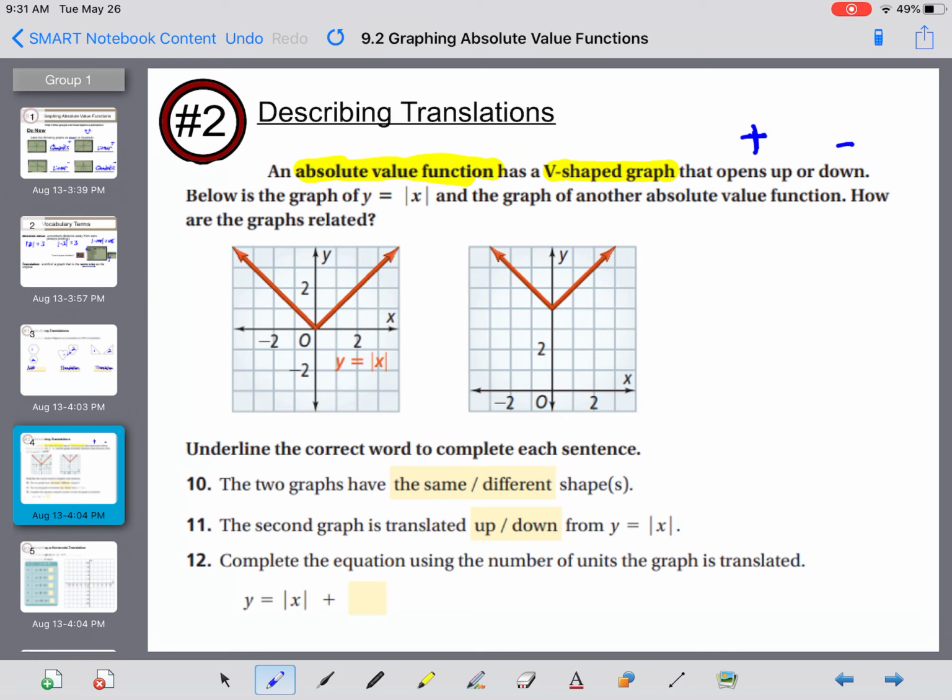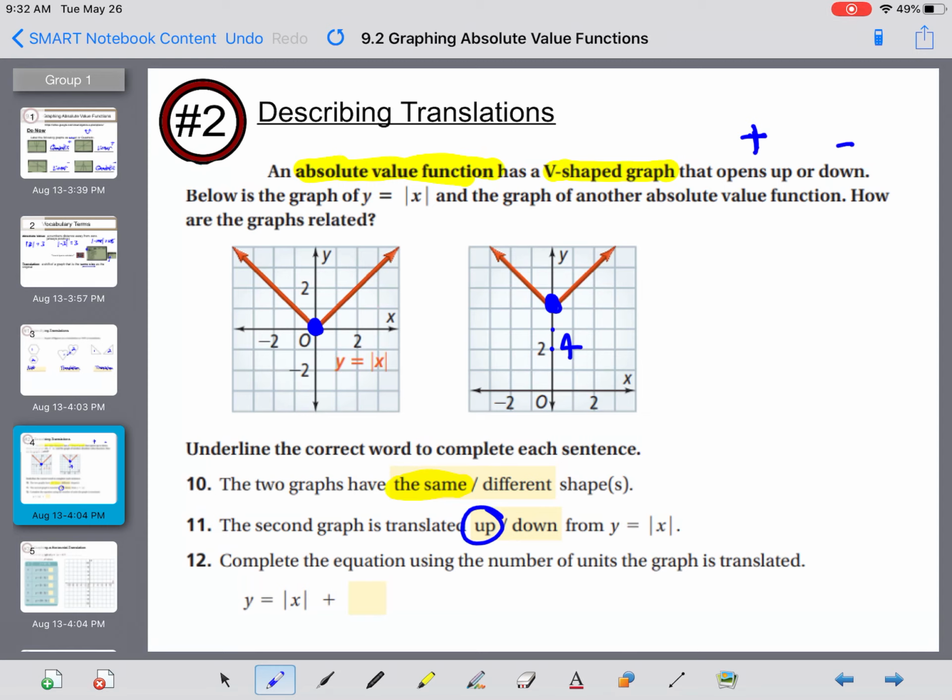Below is the graph of y equals the absolute value of x, and the graph of another absolute value function. How are the graphs related? The two graphs have the same or different shape. Well, if you take a look, they're both V-shaped, so that would be the same. The second graph is translated up or down from the original. Well, the vertex of this absolute value function is right at zero, but the turning point of the second graph is up 1, 2, 3, 4, at 4. So that's translated up.